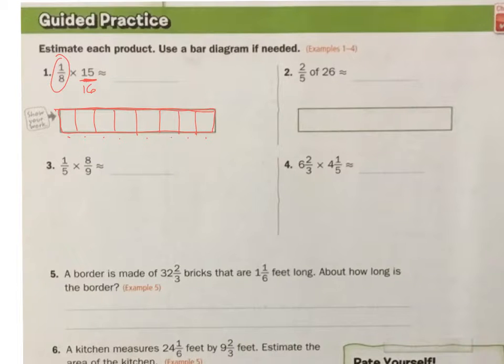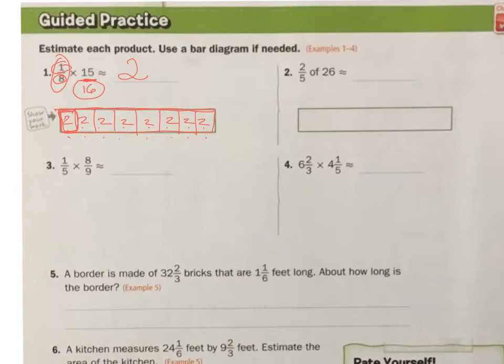I could either go to 14 or 16. I'm going to 16. Oh no, I couldn't go to 14. 14 doesn't go evenly into 8. 16 goes evenly into 8. 2, 2, 2, 2, 2, 2, 2, 2. So I add those up. 2, 4, 6, 8, 10, 12, 14, 16. So I have my 16. I need 1 of these 8. So I just need 1 square here. So my answer is going to be about 2.